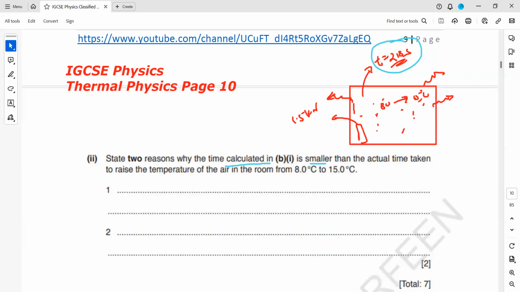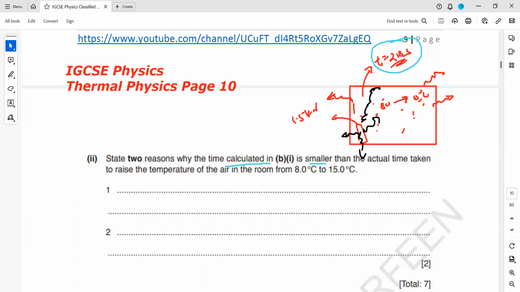And another thing, we assume here that all of the energy from the heater is supplied to air, but in practice the heat energy is supplied to the walls as well, and to the ceiling as well, to the floor as well. So these are two reasons, and again we did not consider any furniture or object in the room. We consider that the room is just filled with air.